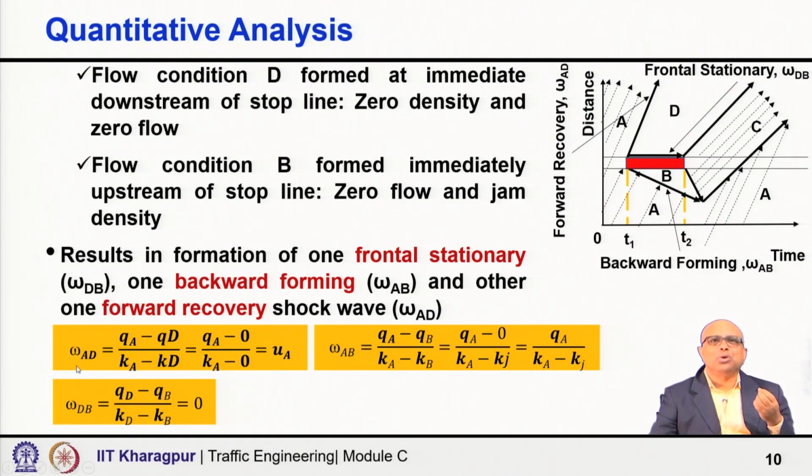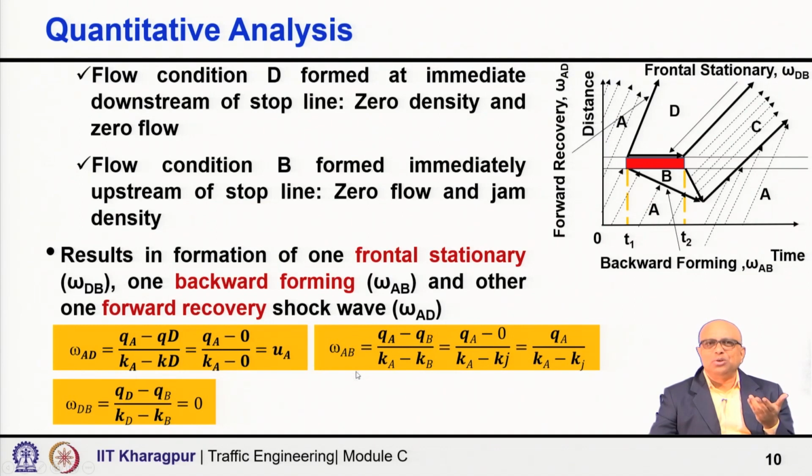Similarly, you can calculate the speed of the shock wave created by traffic states A and D. It is (Qa minus Qd) divided by (Ka minus Kd). So, Qd, the flow in traffic state D, is 0, and the density in traffic state D is also 0. So, it is actually Qa by Ka, which is nothing but Ua, the speed of vehicles travelling in traffic state A.